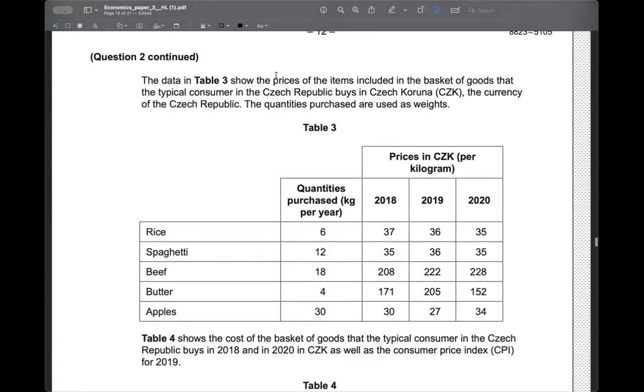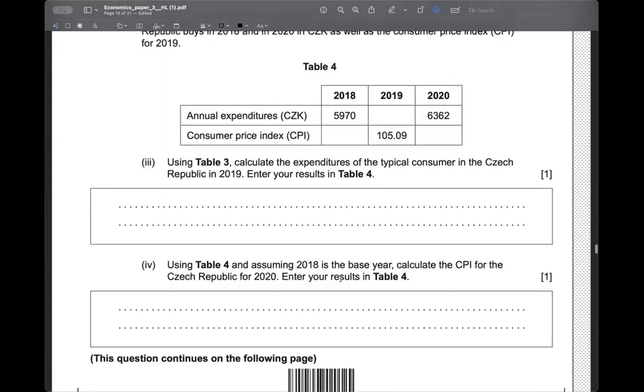The data in table 3 show the prices of the items, and so on. Question 3. Using table 3, calculate the expenditures of the typical consumer in the Czech Republic in 2019. Enter your result in table 4. All right, 2019. I know the CPI, and I know the previous year's expenditure, so I can get the expenditure in 2019 with these values.